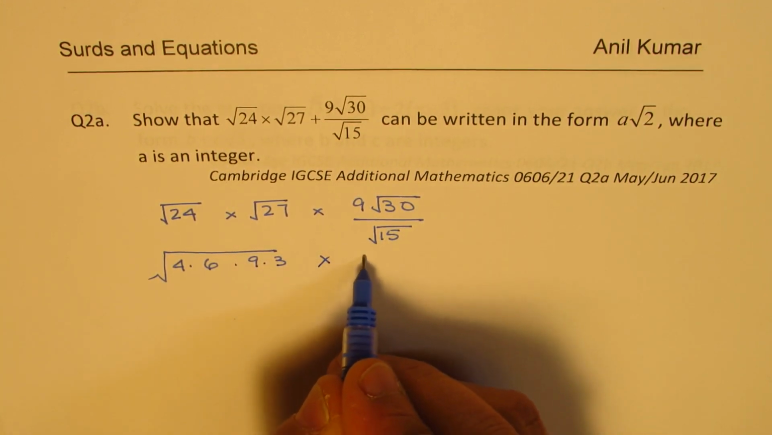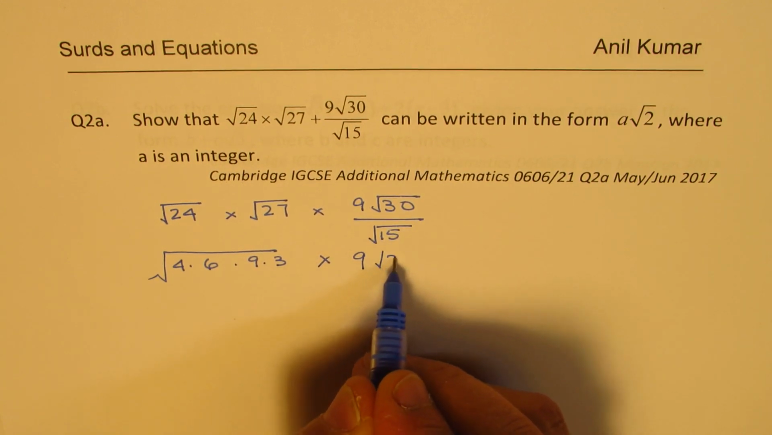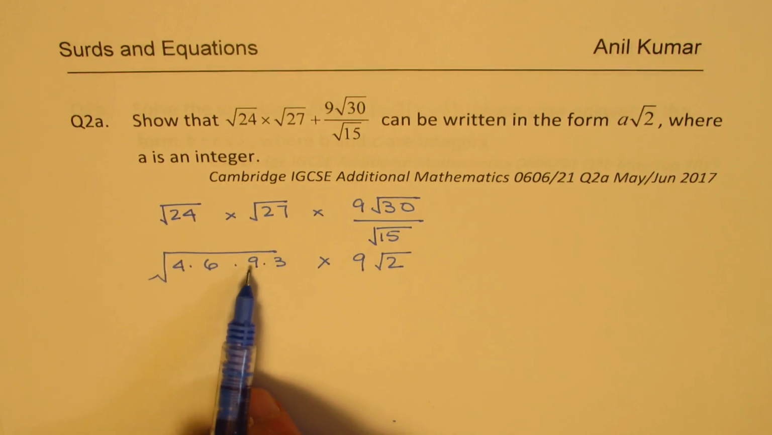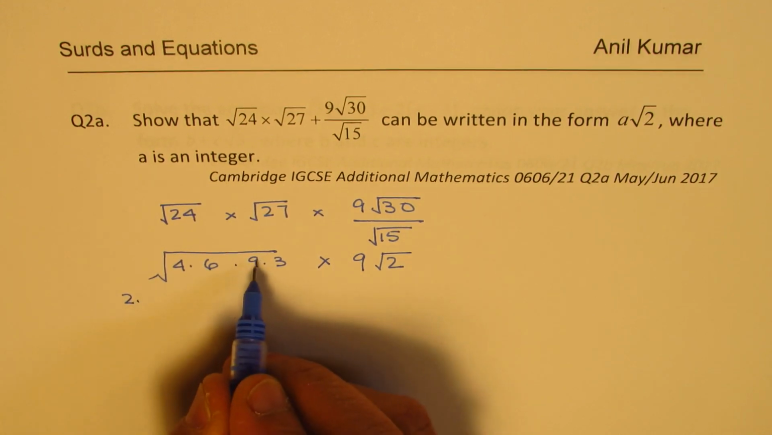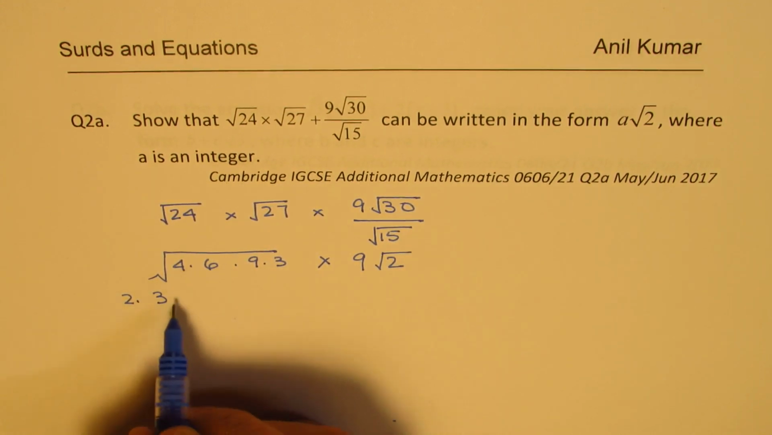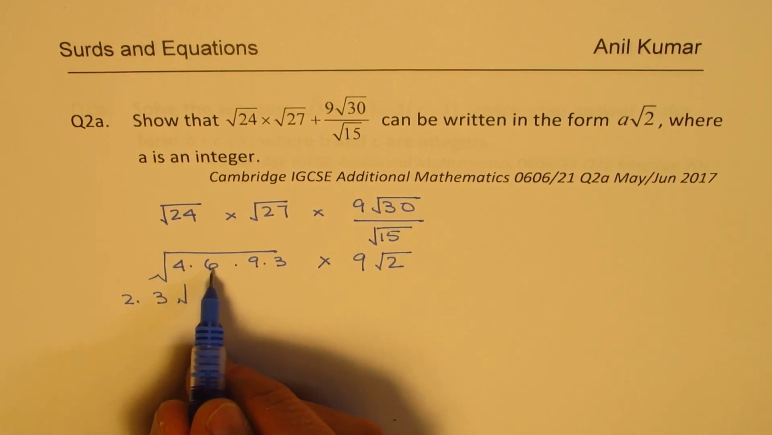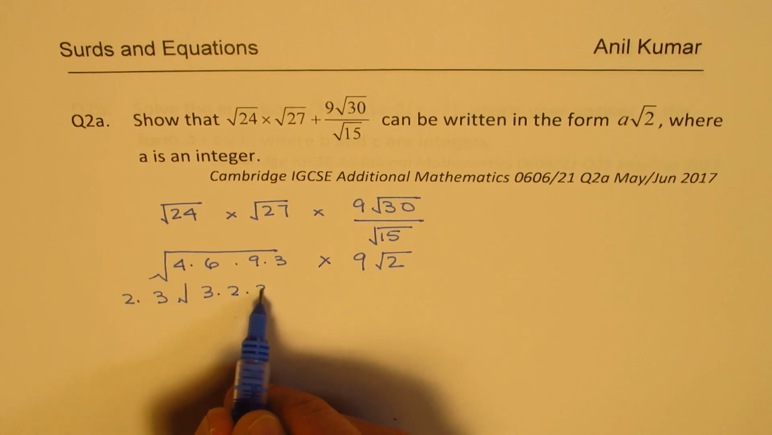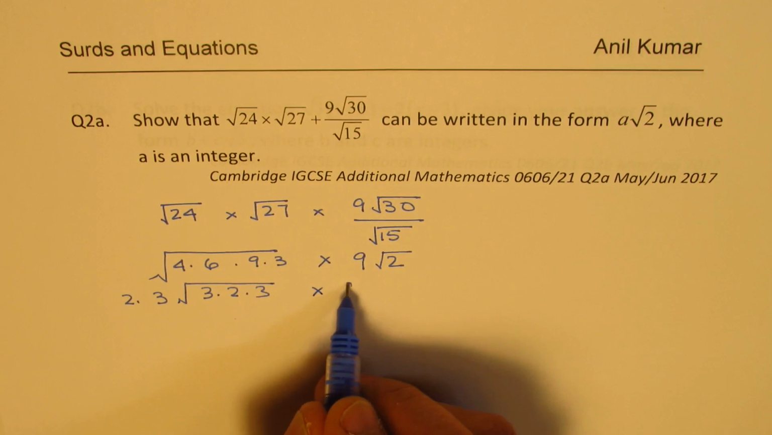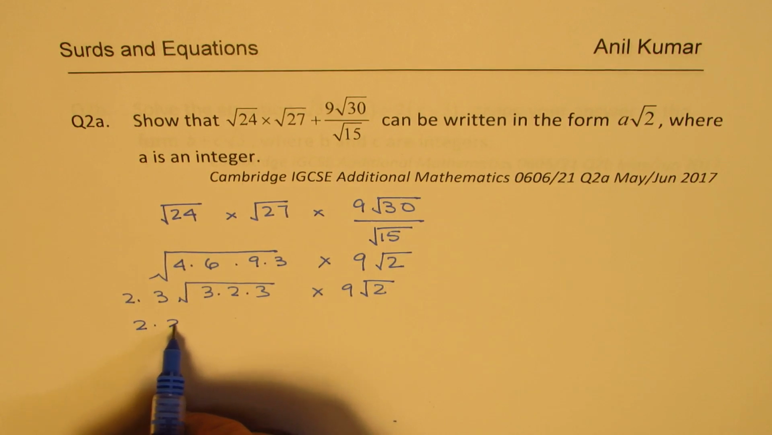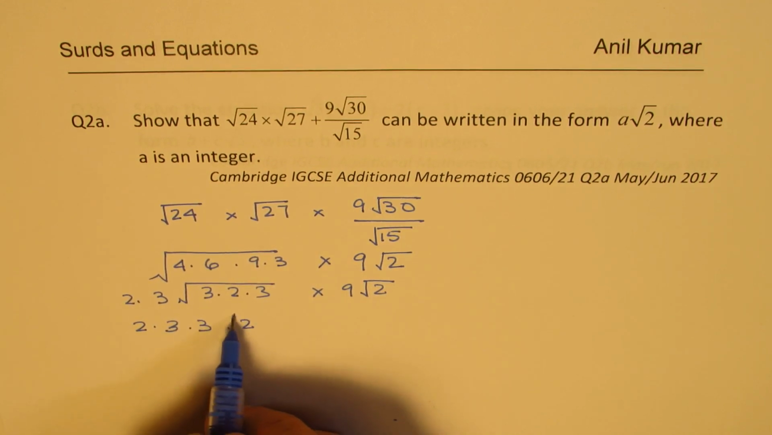Now here we could write this as 9 times square root of 2, since 15 and 30 can be divided by a factor of 2, right? Now in this, you can take out from 4 and 9, you can take out 2 from 4. From 9, you can take out 3. Within this square root, you get 6 times 3. And 6 can be written as 3 times 2, right? So we get 3 times 2 times 3 within the radical sign, 9 square root 2. And then you can take out 1, 3 also. So we get 2 times 3 square root 2.